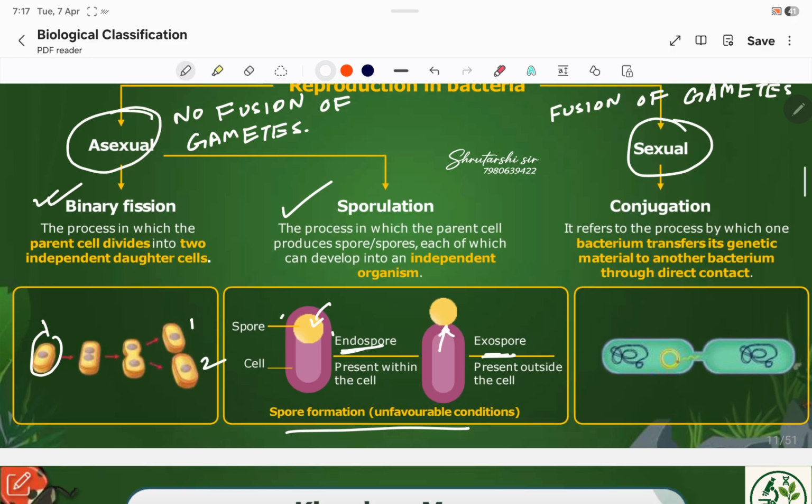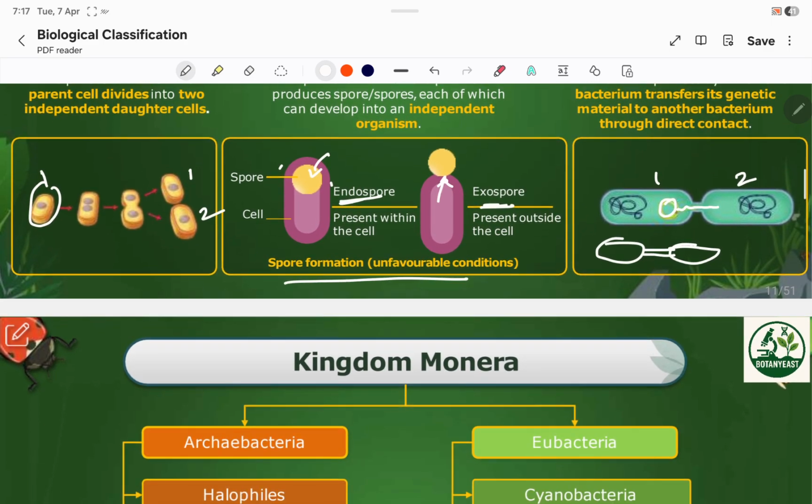Now comes the conjugation. In conjugation, two bacteria get attached with the help of a tube like structure, and genetic material, see this is the genetic material, is getting transferred to another bacteria. Suppose this is one bacteria, this is another. That is known as the process of conjugation.